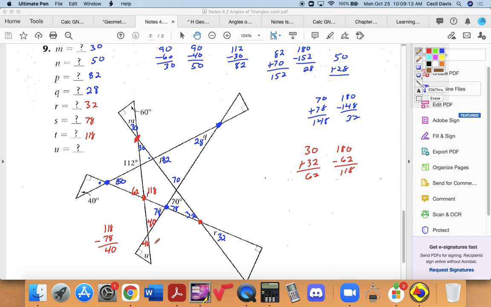There is a faster way, though. Yes? If you just do 90 minus 40. That angle right there is 50. Because in a right triangle, the two acute angles, Cole, you with me? In a right triangle, the two acute angles add up to 90. Okay?